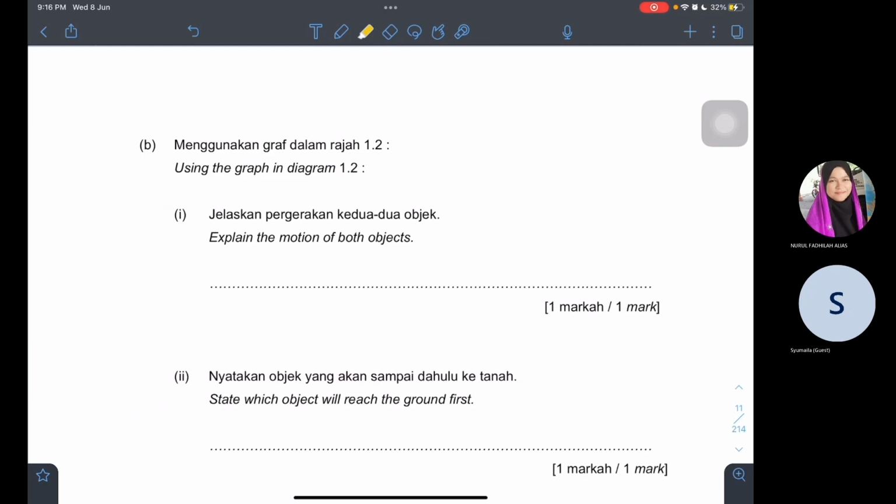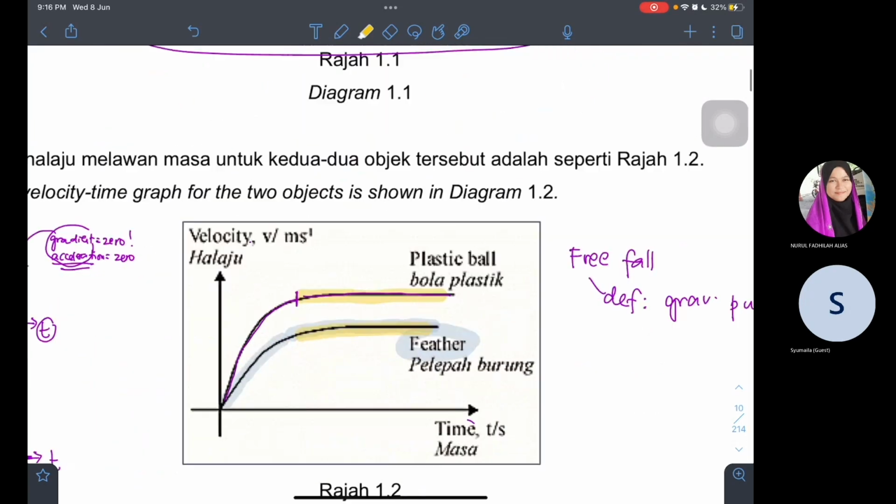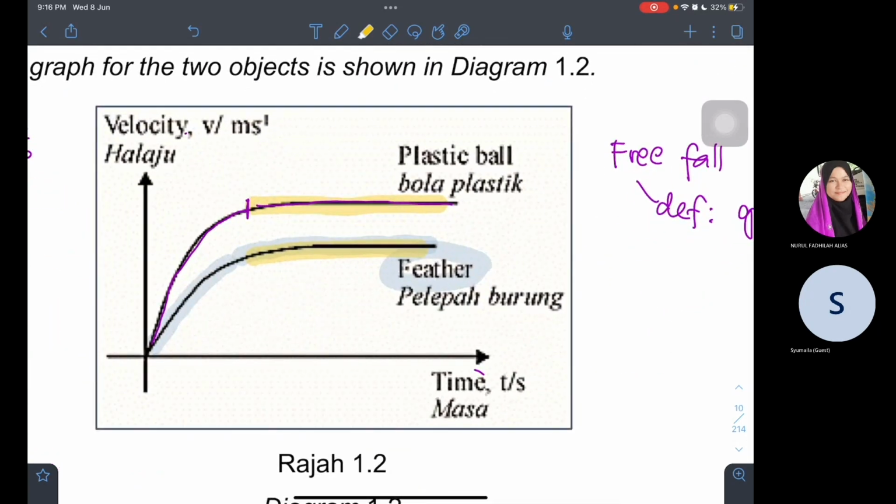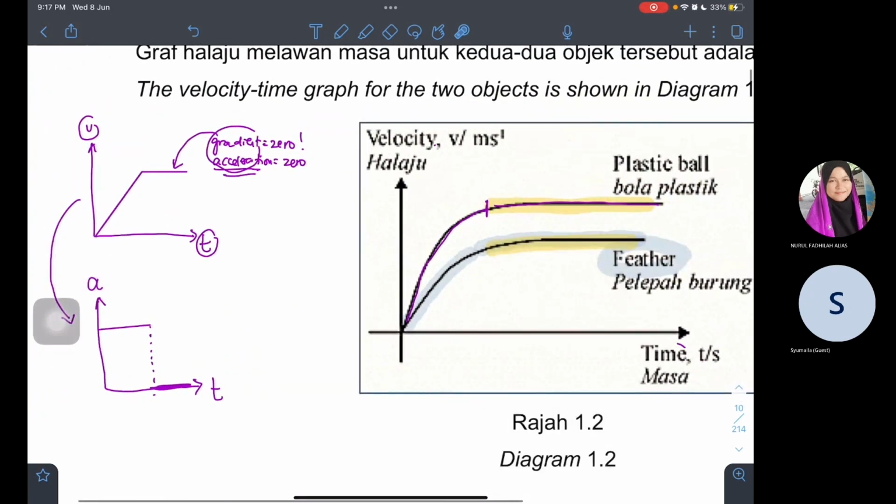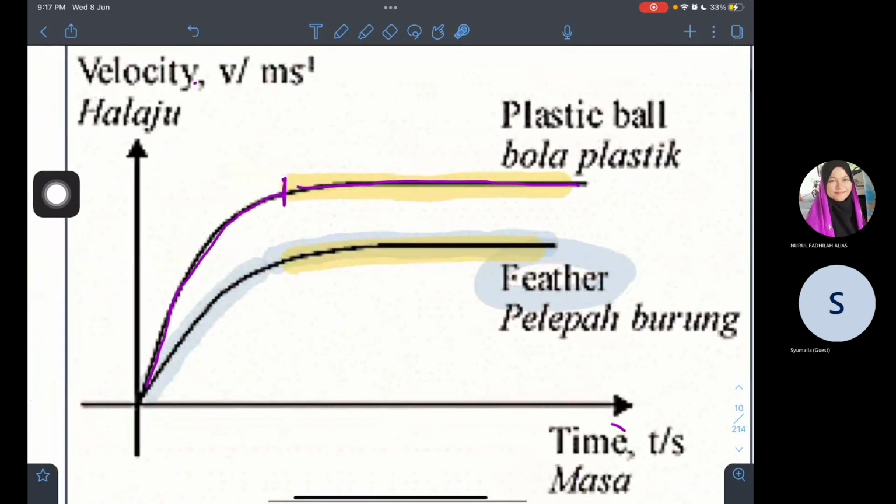So now, based on diagram 1.2, explain the motion of both objects. So what can you say about both objects? We see the values from the graph, the velocity for the plastic ball is slightly higher, right? The feather is a bit lower. But what about the pattern? The pattern looks the same, right? What is the similarity in the pattern? From this, we find there is one part where velocity increases, then the velocity becomes constant. Right? For both of them.